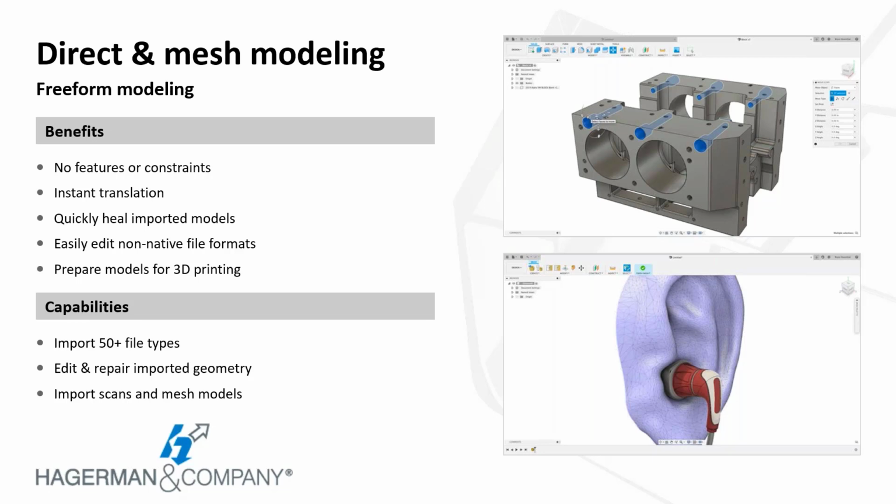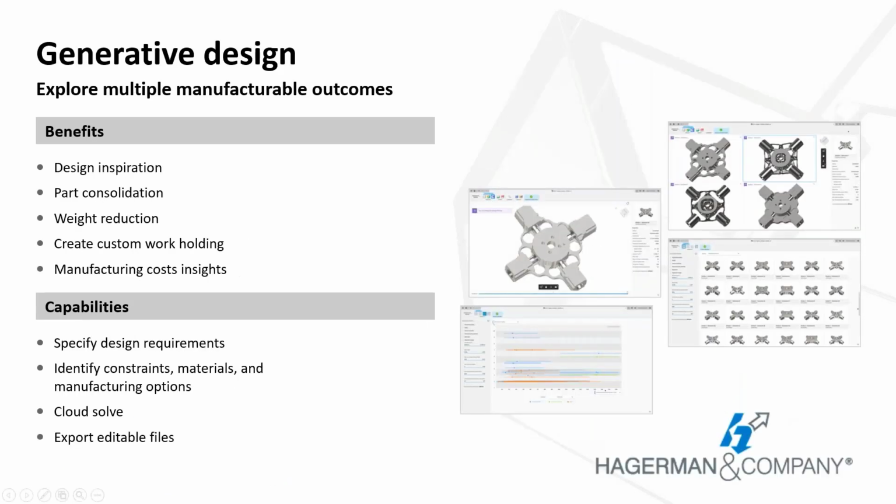directly. You can also access tools to edit and repair imported scans, mesh models, including the STL and OBJ types. There's 50 different types of model files that you can bring in. You can do that freeform modeling, no features or constraints, instant translation. It will automatically live translate on screen for you without doing the updates. And again, we can import those scans and mesh models.